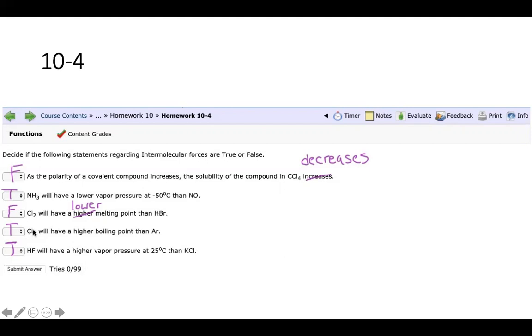Chlorine has a molar mass of 70 grams per mole, and then argon has a molar mass of 40 grams per mole. So we have stronger London dispersion force for chlorine. Therefore, we should have a higher boiling point. For our fifth statement, this is also going to be true. It says that HF will have a higher vapor pressure at 25 Celsius than KCl. HF has weaker intermolecular forces. It exhibits hydrogen bonding, whereas KCl exhibits ion-dipole intermolecular force. The lower strength intermolecular forces of HF are going to result in a higher vapor pressure for HF, and that's why this statement is true.